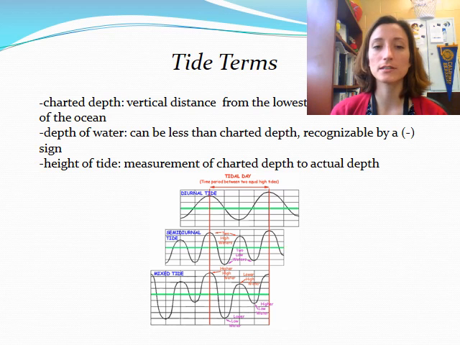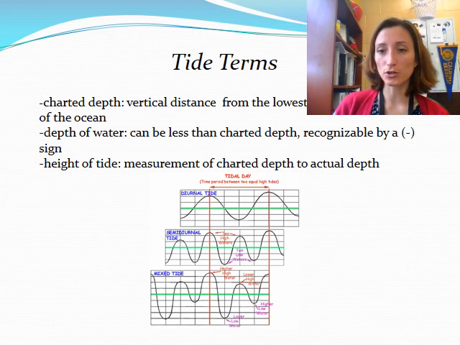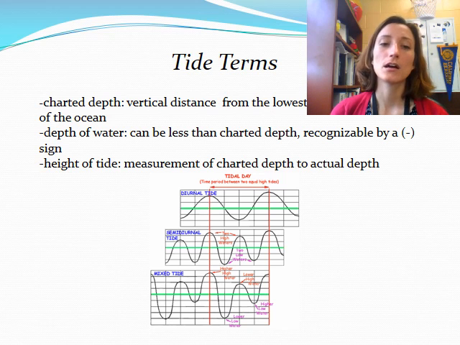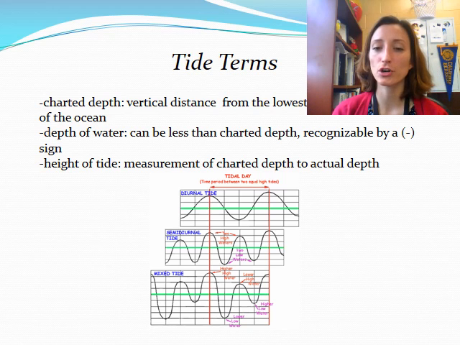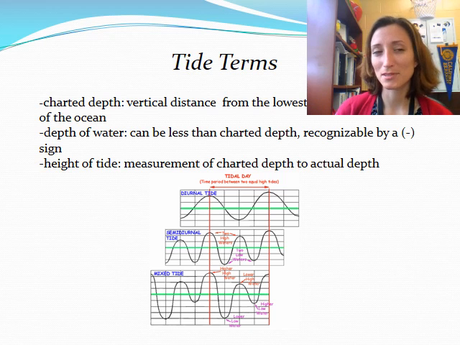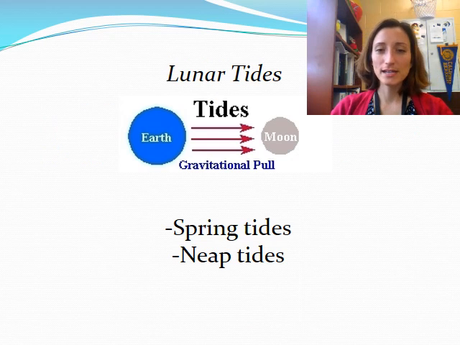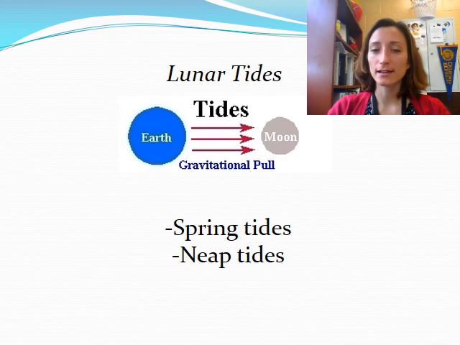So charted depth, the depth of water, height of tide. You've got the vertical distance from the lowest water to the bottom of the ocean. Depth of water can be less than the charted depth, and height of tide is the measurement of charted depth to the actual depth. All right, the next thing we're going to talk about are lunar tides.